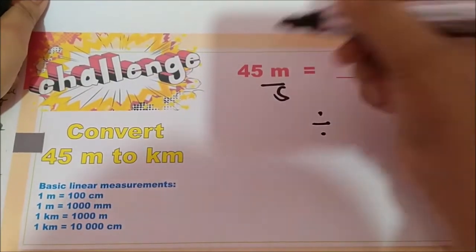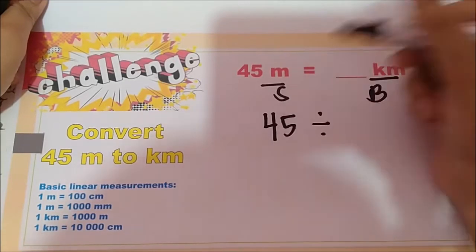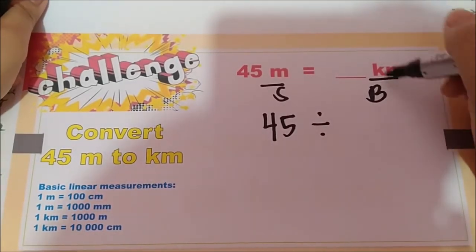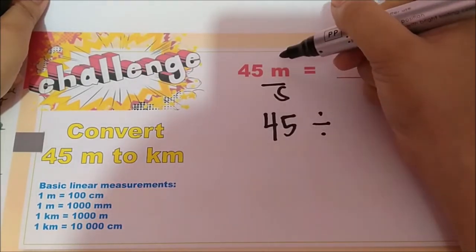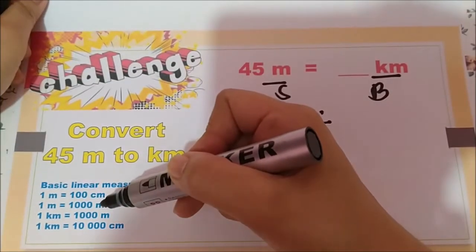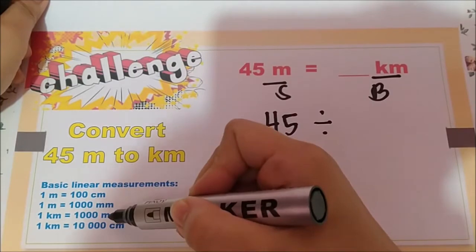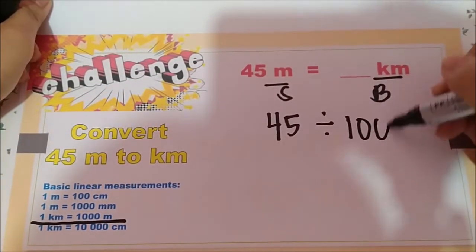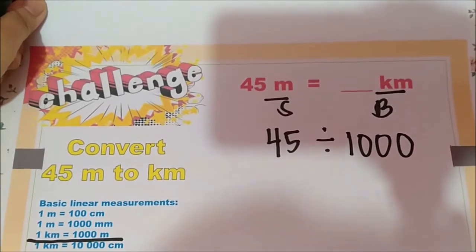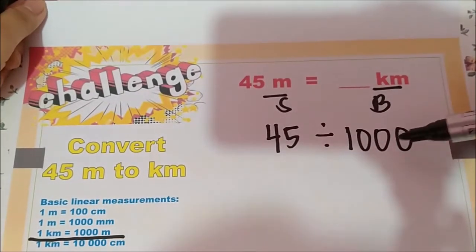We're going to divide the given, 45, by which number? The bigger unit is equal to 1. 1 kilometer is equal to how many meters? Looking here in the conversion, 1 kilometer is equal to 1,000 meters. Therefore, we're going to divide by it. Now, can you divide 45 by 1,000?